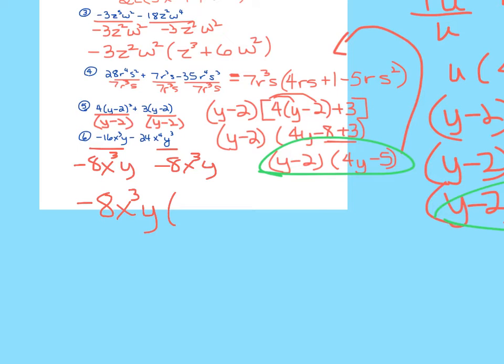So negative 16 divided by negative 8 is positive 2. Notice the variables are exactly the same thing. So anytime I divide anything by itself, it's just 1. So I leave the 2. And then here, negative 24 divided by negative 8 is positive 3. X to the 4th divided by x to the 3rd is just x. And then y squared. And I'm done. Good?